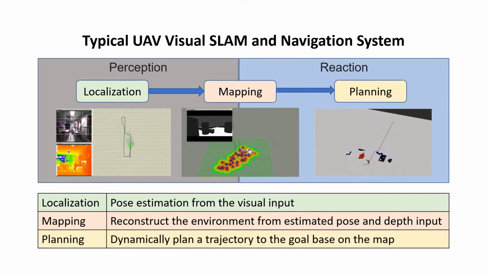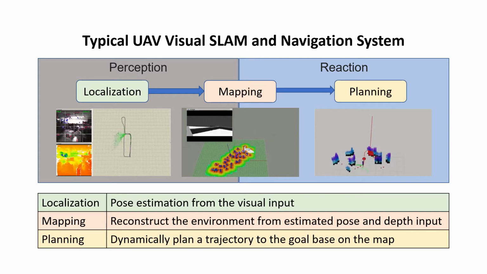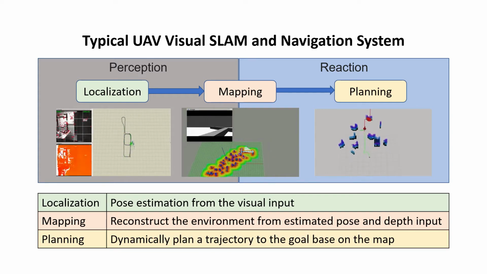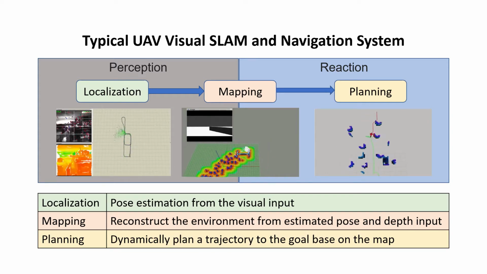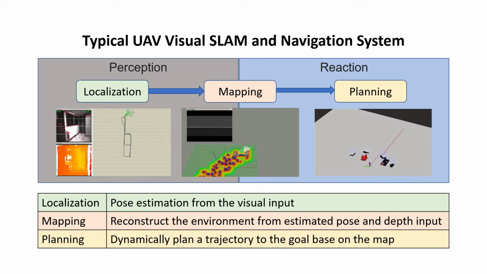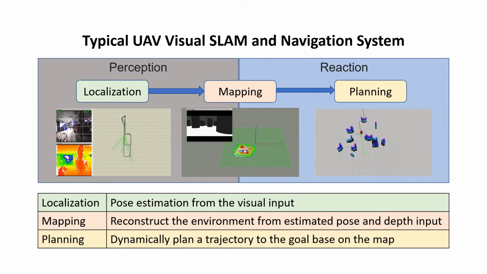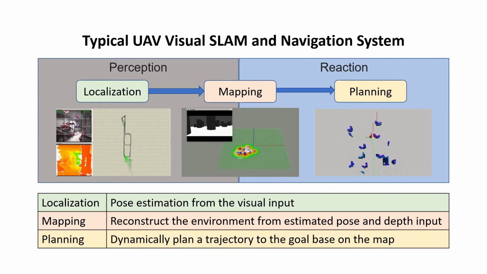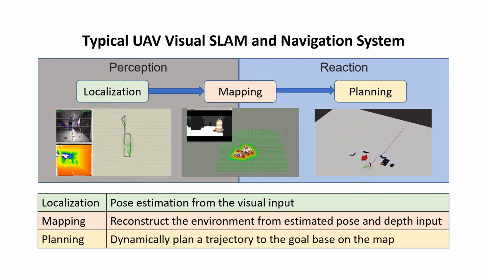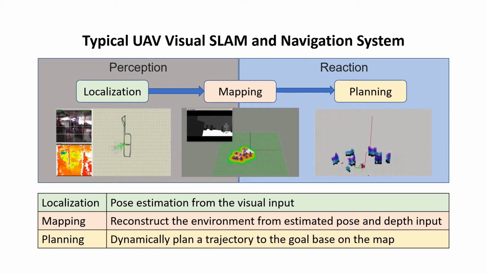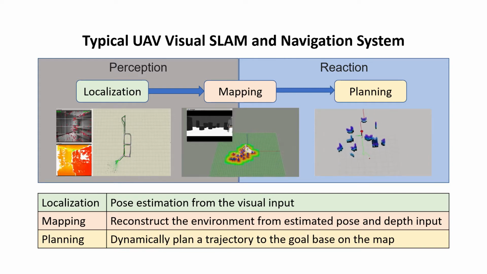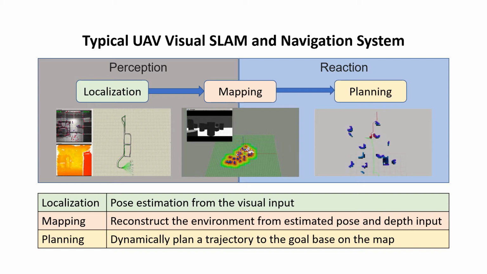Typically, a localization kit, a mapping kit, and a planning kit are integrated into such a system. The localization kit estimates the pose from the onboard cameras. With the estimated pose and the depth input, the mapping kit reconstructs the environment. Based on the reconstructed map, the planning kit dynamically plans the trajectory to the destination.